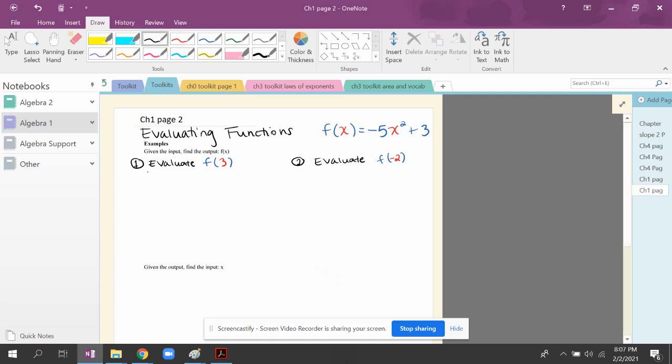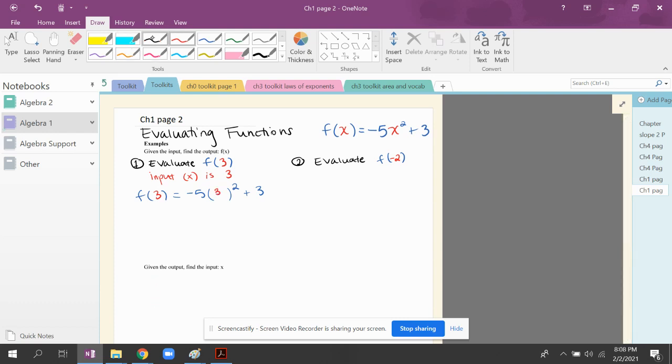So to do this, we want to recognize that our input, x, is 3. That's what this is telling us, right? So we'll look at our function, and to find f of 3, we want to multiply by -5, square the input, add 3. That's what our rule tells us to do.